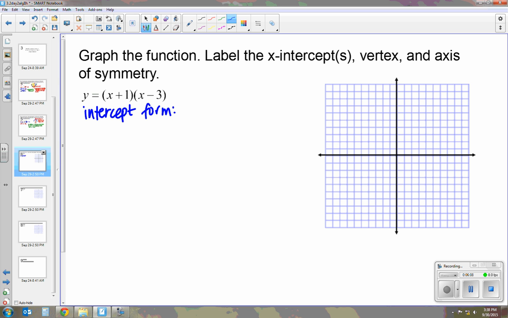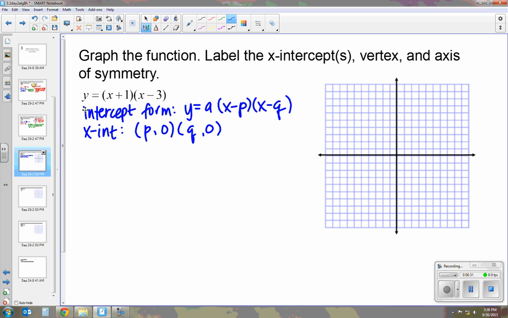And intercept form is y equals a times x minus p times x minus q. This one says graph the function labeled x-intercepts, vertex, and axis of symmetry. So we're going to have to find all three of these. To find our x-intercepts, we take p, comma 0 and q, comma 0. And the axis of symmetry is x equals p plus q divided by 2. So we're going to use all this information to graph.